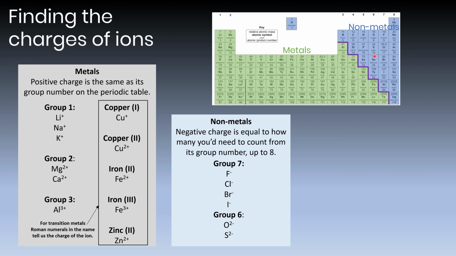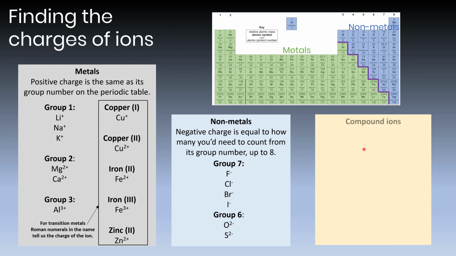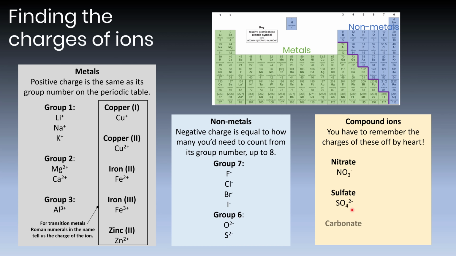Now let's get to those compound ions that we talked about in the past examples. The compound ions, you need to remember their charges off by heart. It's very important that you remember these. Nitrate is NO3 with a 1- charge. That's 1- because there's not a number in front of the minus. Sulfate is SO4 with a 2- charge. Carbonate is CO3 with a 2- charge. Hydroxide is OH with a 1- charge. We're going to skip ammonium for now.